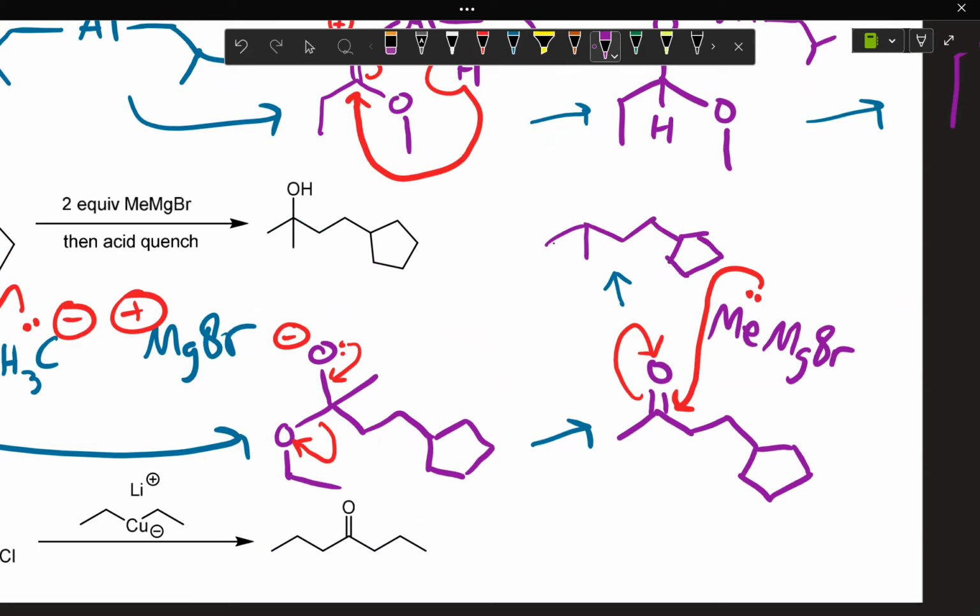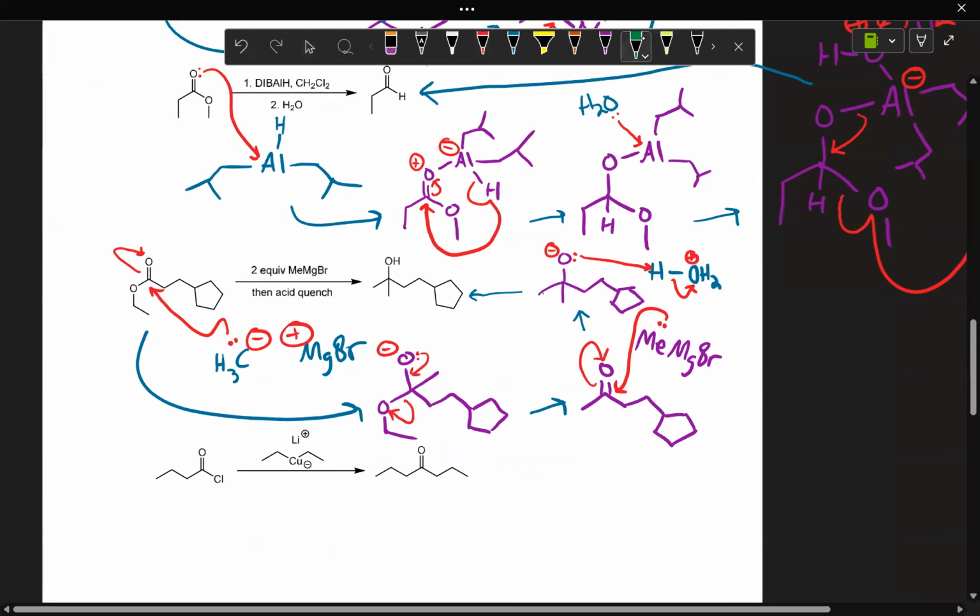And let me draw the result of this. And then what's separating us from where we are in the product is the acid quench. So let's just protonate this oxygen, and that gives us the alcohol and takes us to the product.